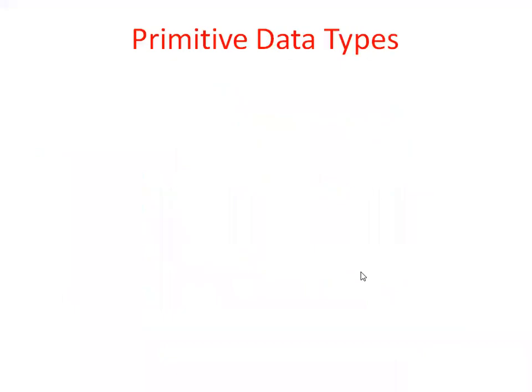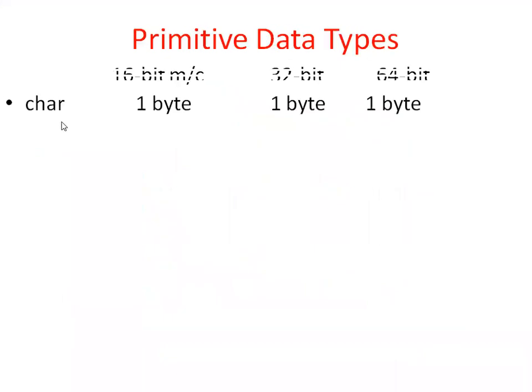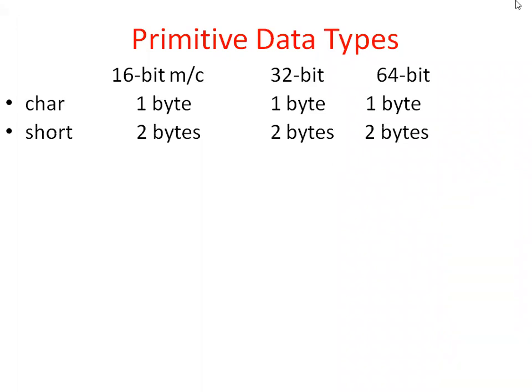Now the character type, on all machine types, 16, 32 and 64-bit machines, occupies 1 byte only. Short integer type on a 16-bit machine is 2 bytes. So on a 16-bit machine, short integer and integer are both 2 bytes only, there is no difference. On a 32-bit machine, you can see the difference between short int and int. Short int occupies 2 bytes, even on a 64-bit machine also. Please remember, short int means 2 bytes, that's it.